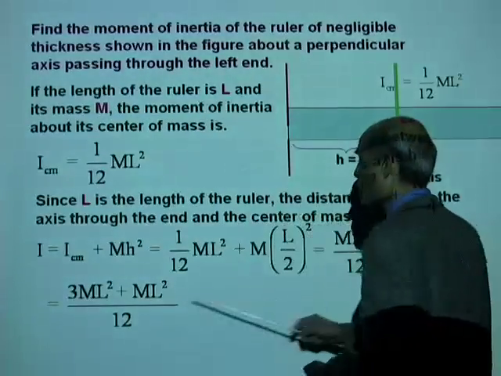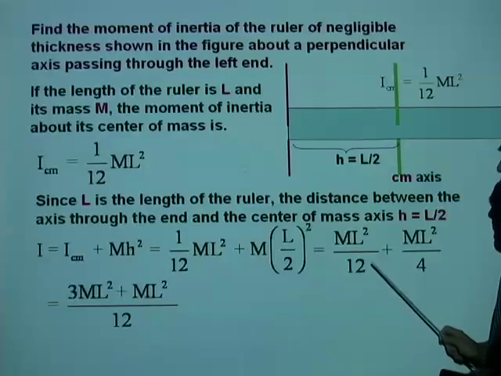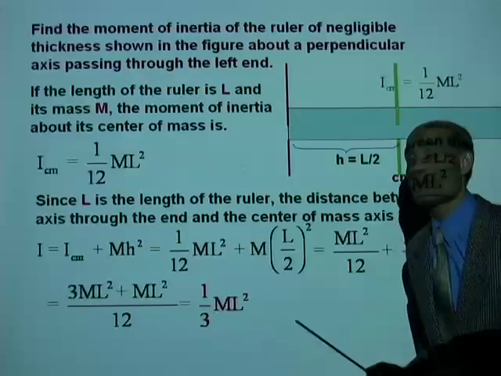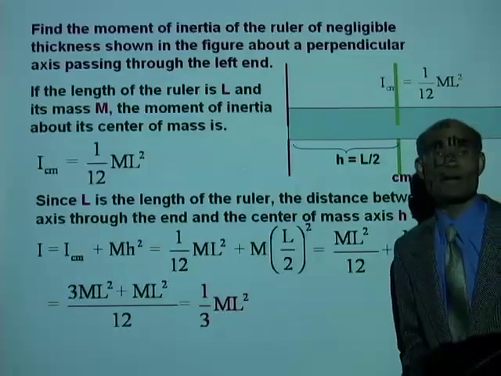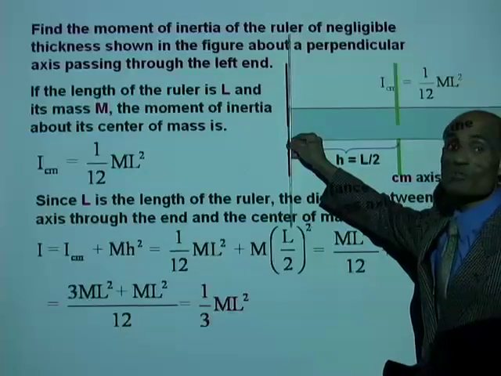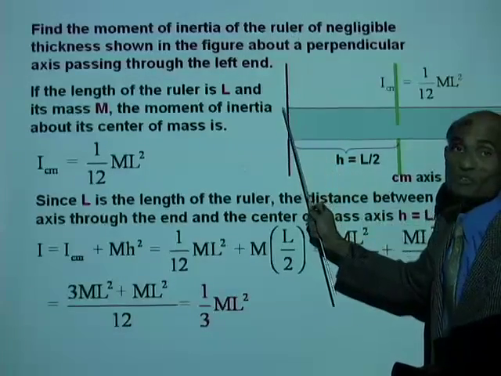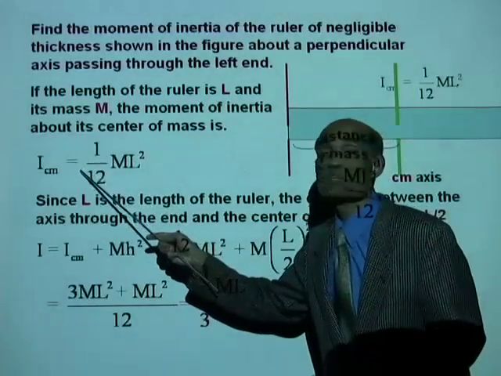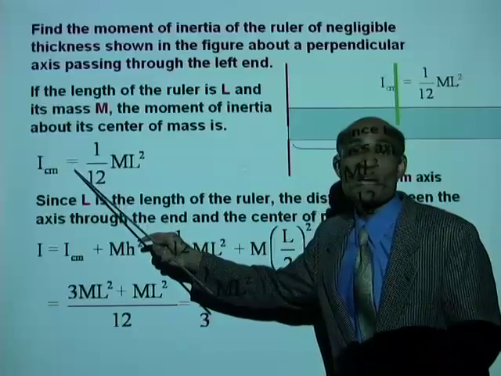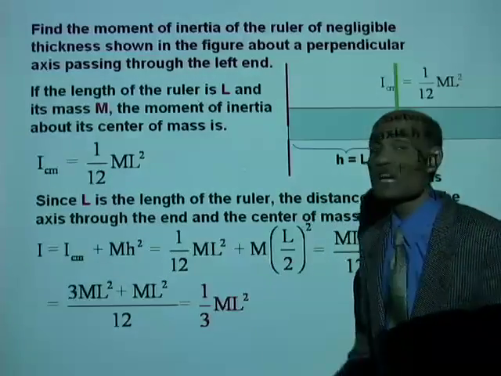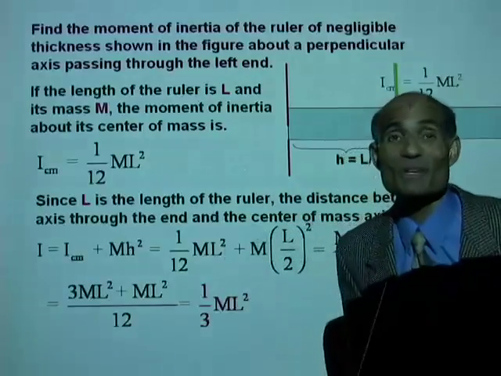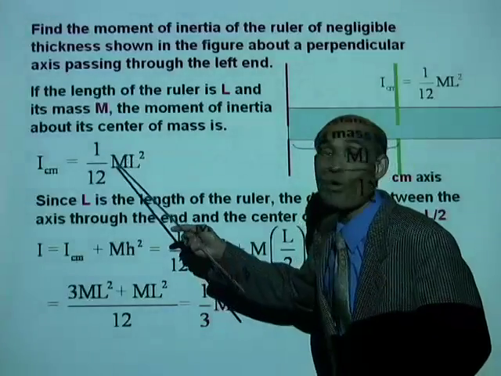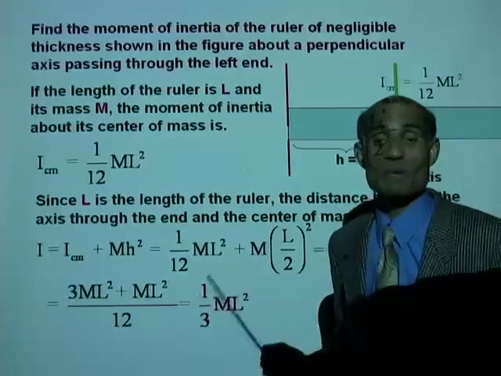That will be 12 as the common denominator, so it will be 3 ml squared plus ml squared, that will be 1/3 ml squared. So the moment of inertia of the ruler about an axis through its end is 1/3 ml squared, whereas the moment of inertia of that ruler about an axis through its center of mass is only 1/12 ml squared. And if you notice, this 1/3 ml squared is 4 times 1/12 ml squared.